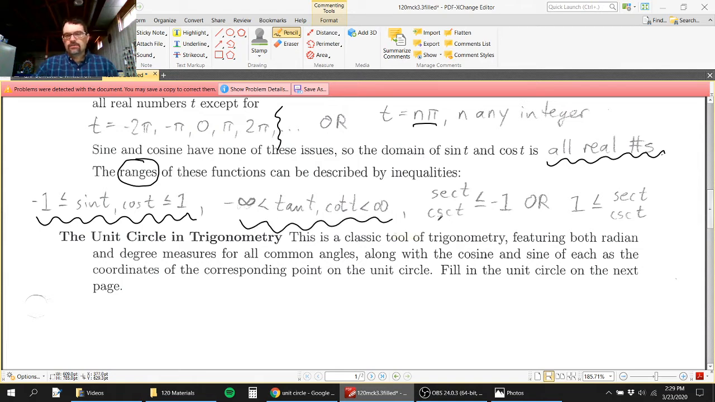And then secant and cosecant are a little weird. They're just the reciprocals of sine and cosine. So with sine and cosine, you have a number between 1 and -1. So if you take its reciprocal, these numbers in size are less than 1, so their reciprocals in size are bigger than 1. And when you have to deal with the negatives, it means you get this.